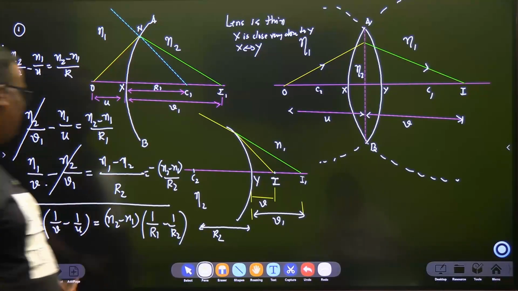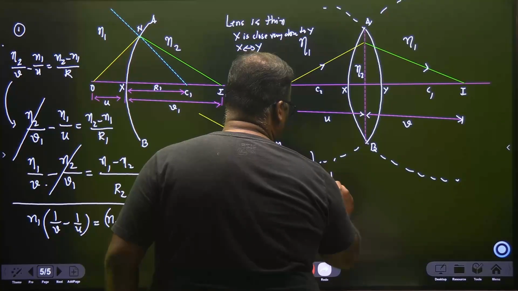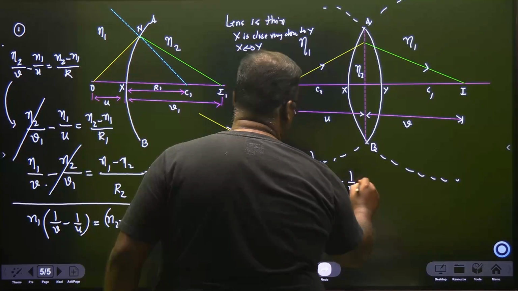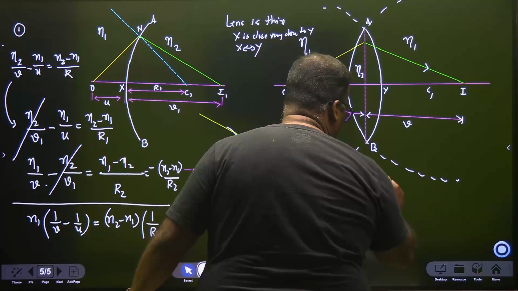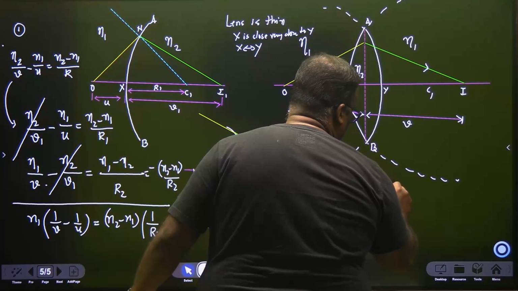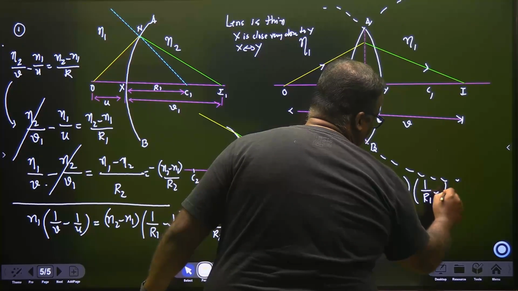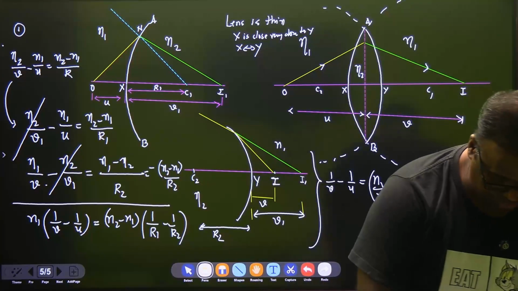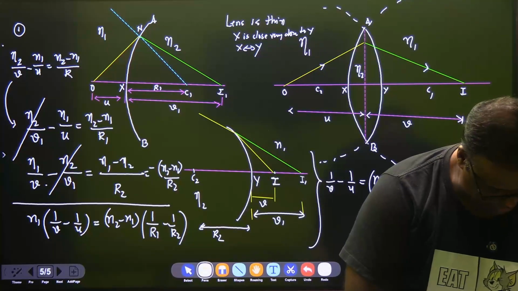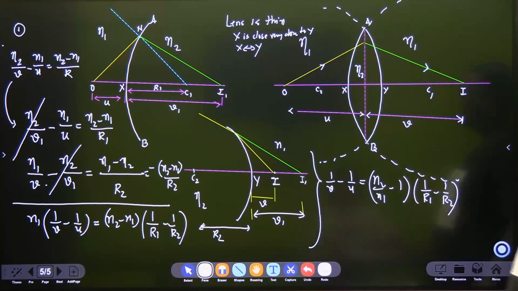Now divide eta 1 on both sides. So what do you get? 1 by v minus 1 upon u is equal to eta 2 by eta 1 minus 1 by R1 minus 1 by R2. Correct. Yeah. Clear? Anywhere Arjun, if you have a doubt, just ask me.